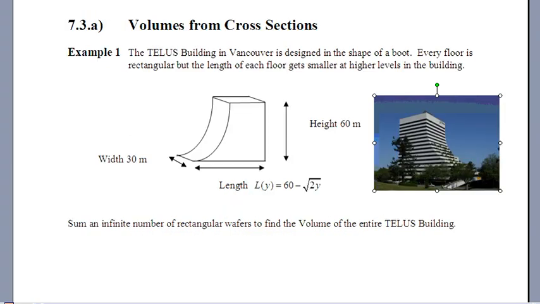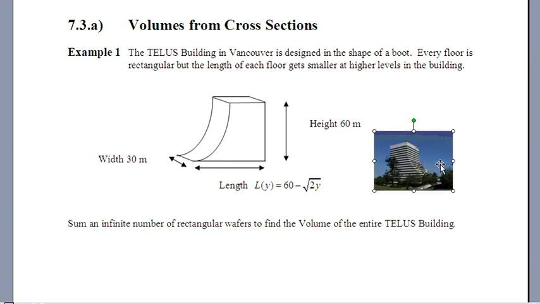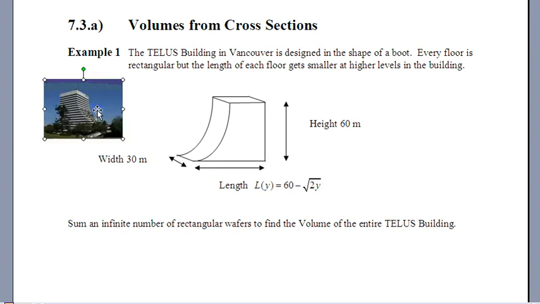So what do we know? The width is 30, every floor is 30 wide. The length of the floor varies, and overall the entire height of the building, once we get up to the top, is going to be 60. I'm just going to take my little picture here, put that over there.